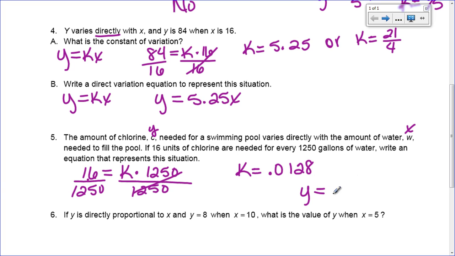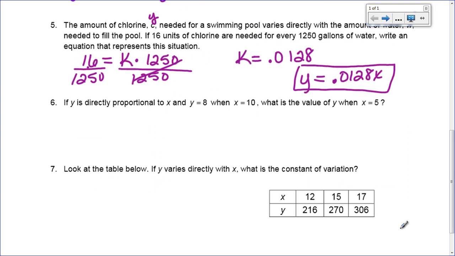y equals 0.0128 times x. The reason this is important, man, if you have a swimming pool and you need to know how much chlorine goes in your water, you don't want to screw it up. If you have ever swam in a swimming pool with not enough or too much chlorine, it's not a fun pool to swim in. See? Right there. Great use of algebra in the real world.